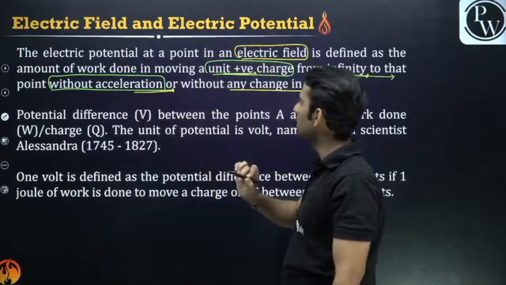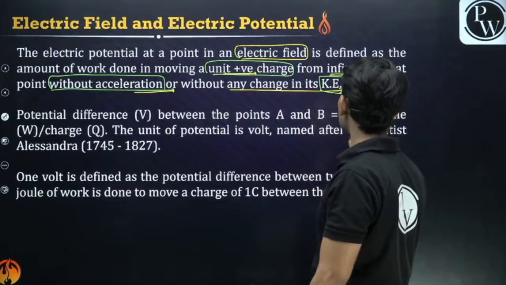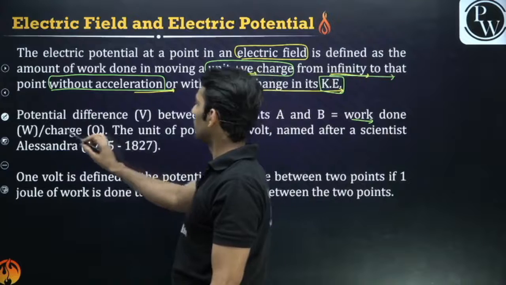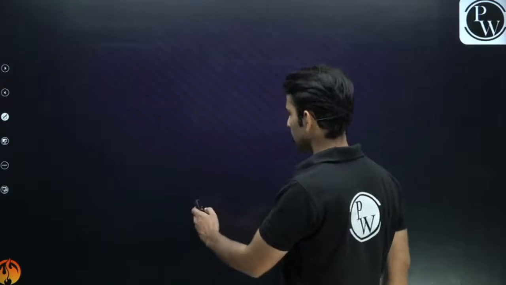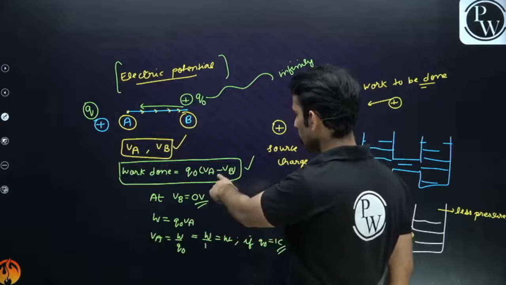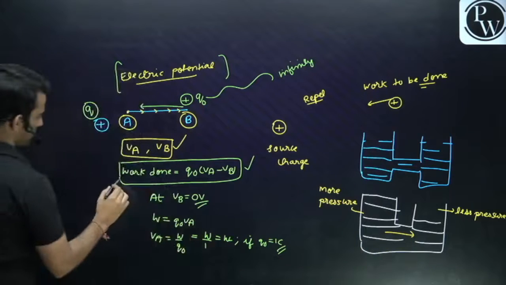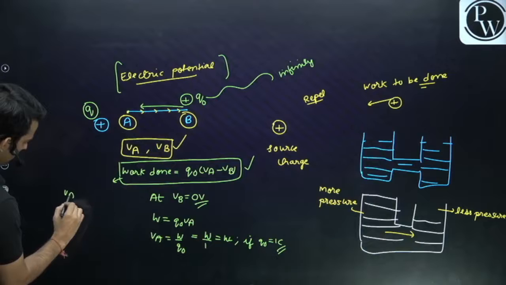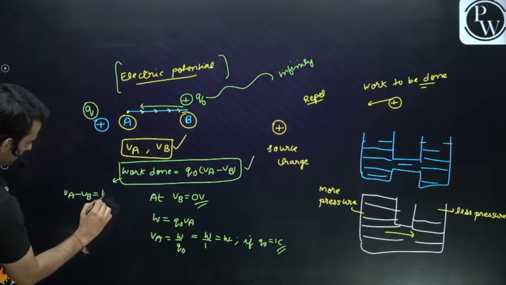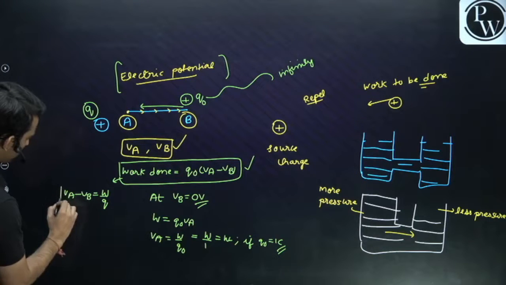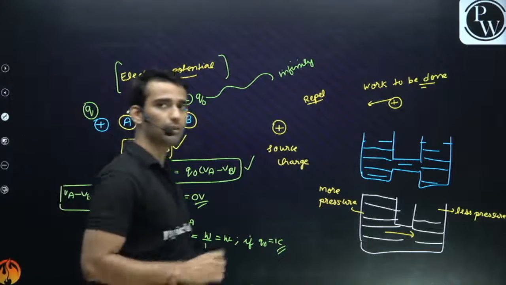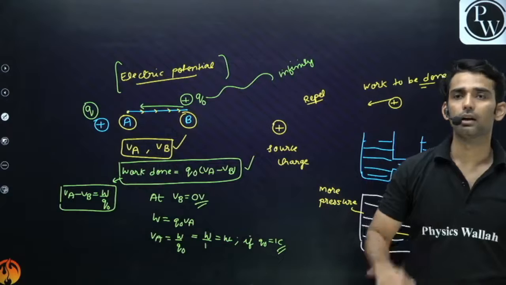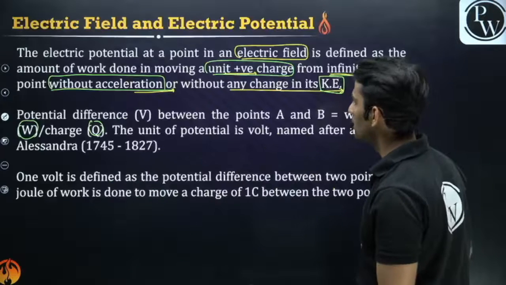And what about the potential difference between 2 points? It is the work done per charge. Potential difference is W by Q from this equation. Potential difference will be W upon Q, simple. Work done divided by the charge. Clear guys? So this is the case.